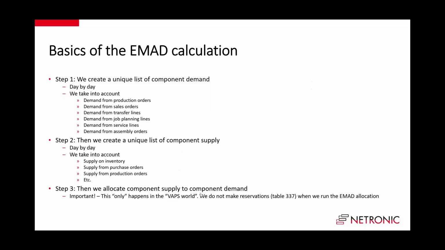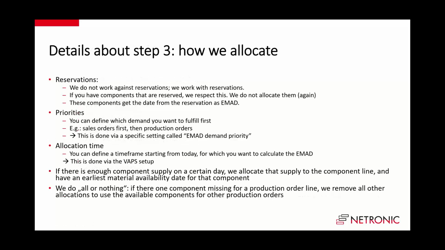So then, as we do not make reservations, what do we do with reservations? We do not work against them. So we work with reservations. And I know there are some customers who work extensively with reservations, and others who try to avoid reservations at all. So if you work with reservations, we take them into account. So if you have components that are reserved, we respect this. Then we take this reservation, and with this reservation, we make in our VAPS world the allocation. So we do not allocate the reserved components to another production order, but we allocate the reserved components to exactly the production order that they are reserved for. And so these components then get the date from the reservations as EMAT.